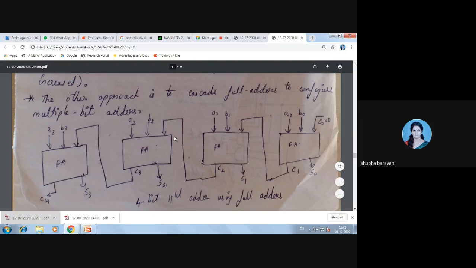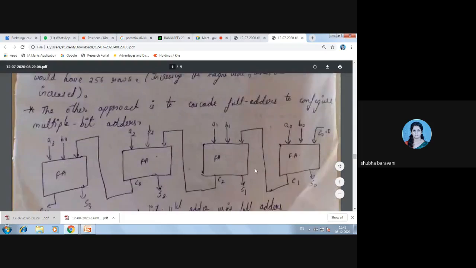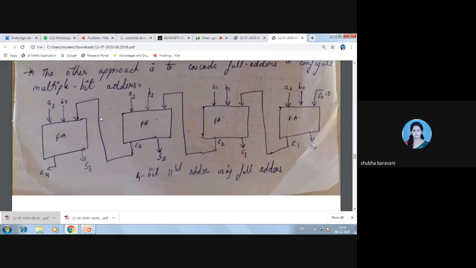So what I do, I go on cascading each full adder so that I can go for adding 4-bit numbers, 8-bit numbers, or go on increasing to 32-bit, 64-bit numbers. So I go for cascading of adders. Is it understood up till here? Yes ma'am. Okay, right. So this was about adders.